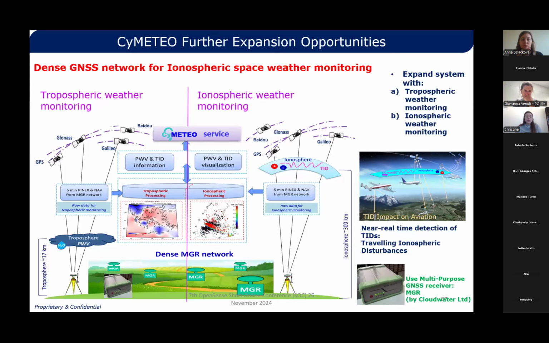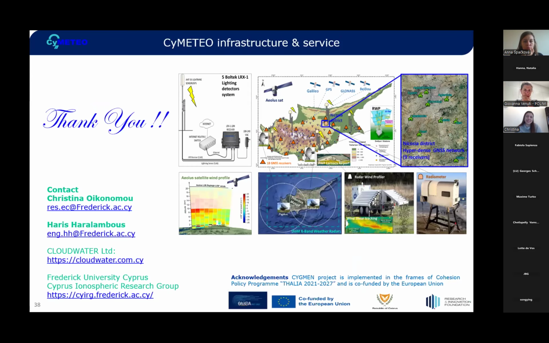And a future possibility is to use not only the tropospheric capability of the GNSS network to provide water vapor, but also to provide electron content and to monitor the ionosphere, particularly now that we have high solar activity from the sun, and we expect many solar storms and ionospheric disturbances. Thank you very much.